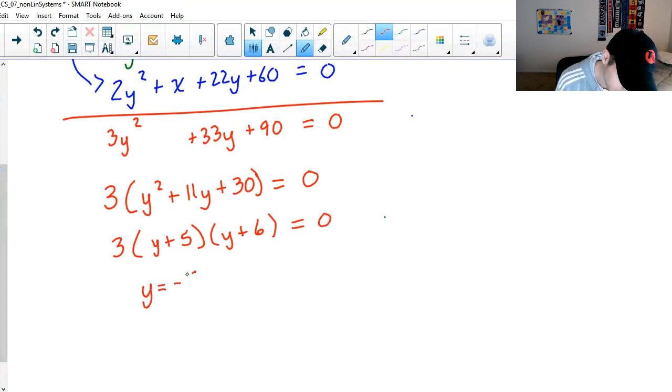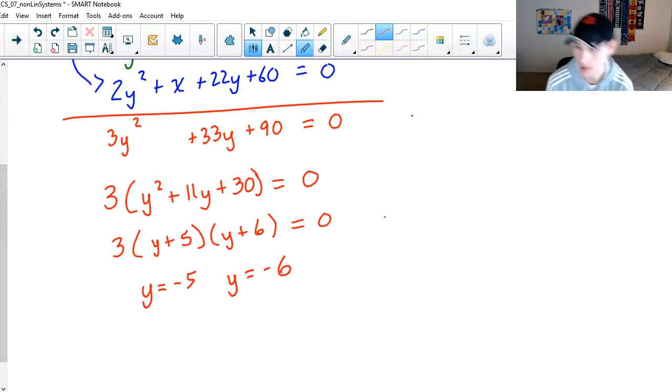Set each factor equal to 0, y equals -5, y equals -6. I would not have y equals 3. Right? I know that people see the 3 here and then want to put y equals 3, right? But that's not the case. What we're doing is setting each factor equal to 0. So y plus 5 equals 0, that's why I get y equals -5. Y plus 6 equals 0, that's why I get y equals -6. If I set 3 equal to 0, that's nonsense. 3 is not 0, so I don't get anything from it. So I'm not even going to write it.